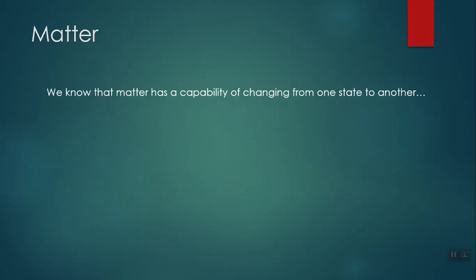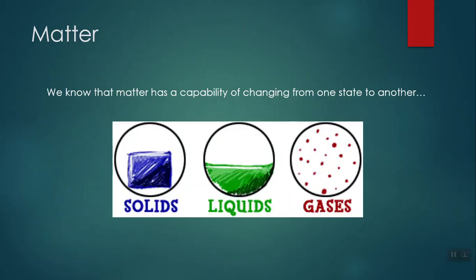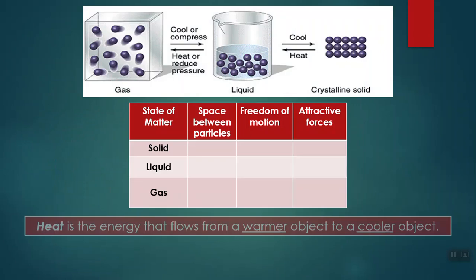So we know that matter has a capability of changing from one state to another. So what do I mean by states of matter? I'm talking about solid, liquid, and gas. So when we heat up a substance, and let's use water as an example, if we have ice water and we heat it up, it's going to turn into liquid water, and then it'll evaporate and turn into water gas. And we can do the opposite, right? When we cool it down, water can go from a gas to a liquid into a solid.